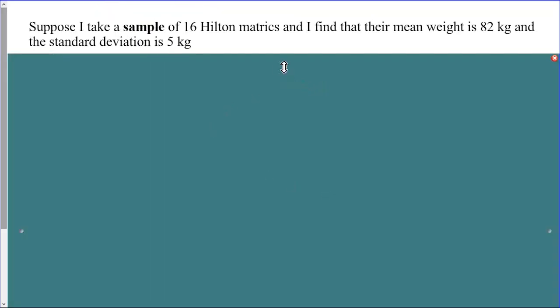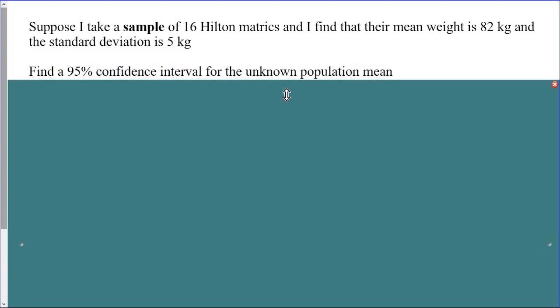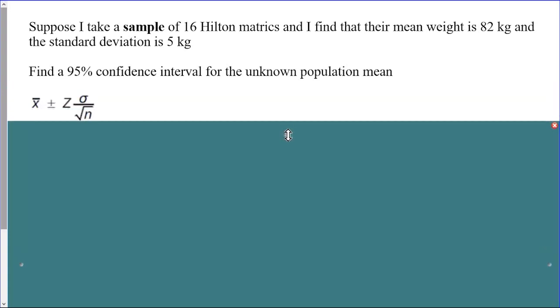Suppose I take a sample of 16 Hilton matrix and I find that their mean weight is 82 kilograms and the standard deviation is 5 kilograms. Find a 95% confidence interval for the unknown population mean. Now, we get given this formula on the data sheet, and apart from our sample mean, sample standard deviation and sample size, the only other variable is Z, and that is a function of what size confidence interval.